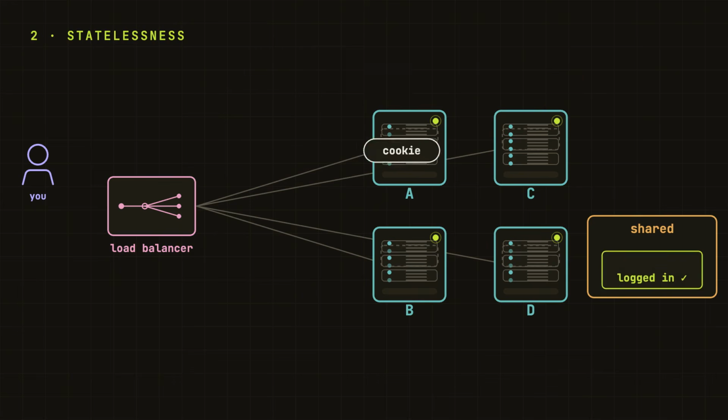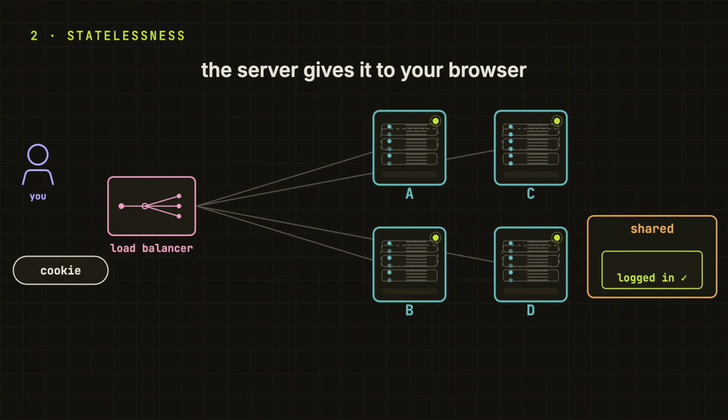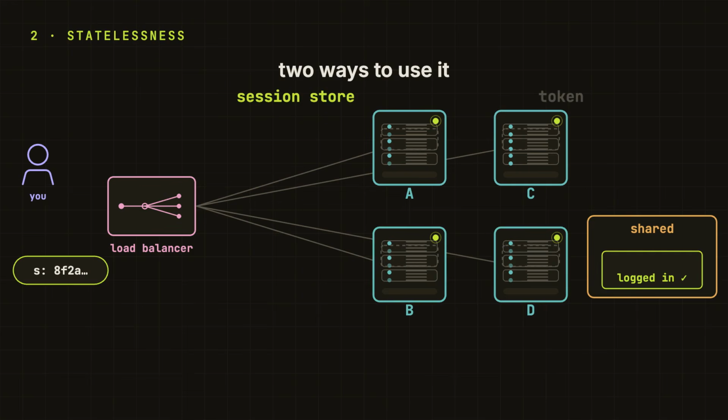A cookie is just a small piece of data that the server gives your browser, and your browser automatically sends it back on every future request. So, the server can put a little identifier in a cookie, and now every request carries that identifier. And there are two main ways to use it. The first way is server side sessions.